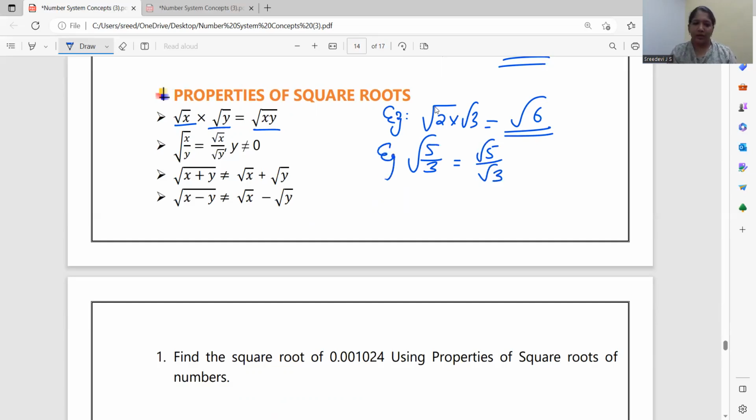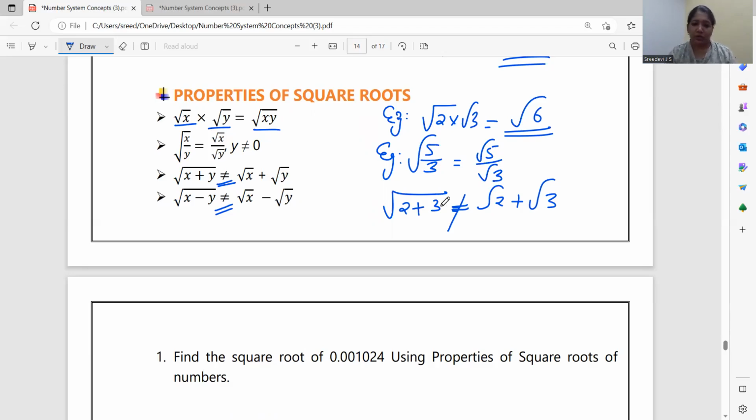Okay. Then we will write square root of x plus y is not equal to square root of x plus square root of y. Here you have to remember it is not equal. We cannot write square root of 2 plus 3 as square root of 2 plus square root of 3. We cannot write like that. That is not equal to each other. The same thing regarding minus also. That is also not equal to each other.